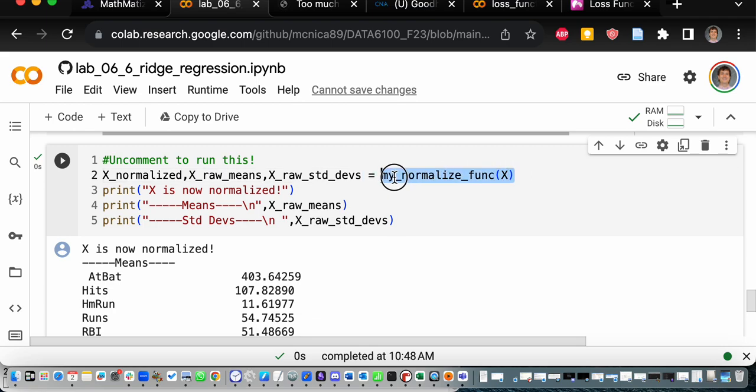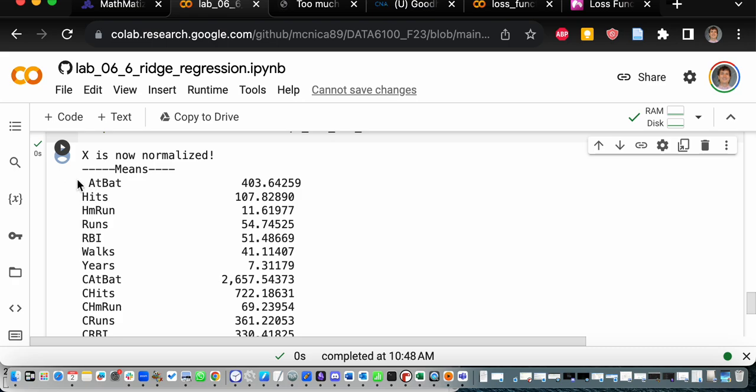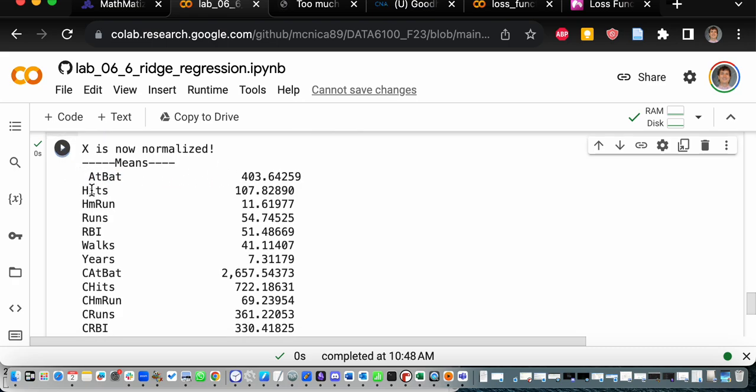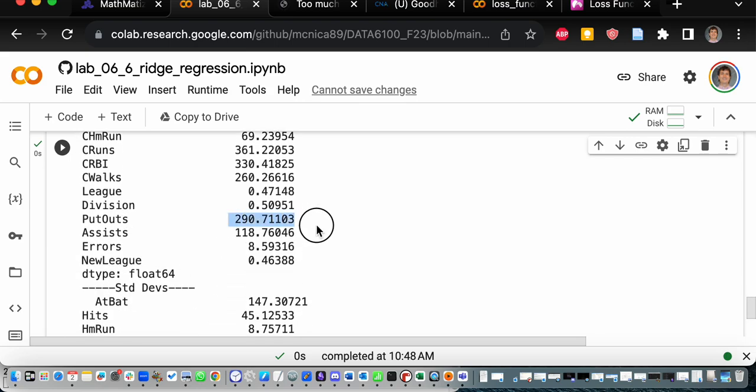I called my normalize function on x, and you get back 3 things. You get back the means. So here are the means of different columns. Let's look at putouts. What was the mean of putouts? The mean was 290, whereas the mean of division was 0.5. Division was either 0 or 1. About half the people are 1, half the people are 0. Putouts is a number that is much bigger, with a mean of 290.